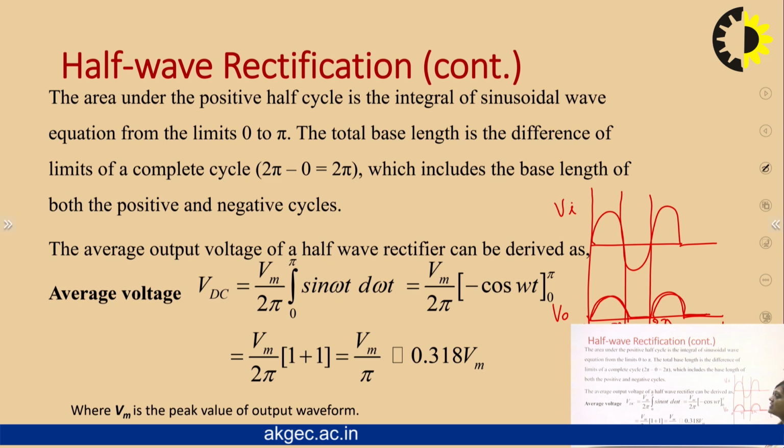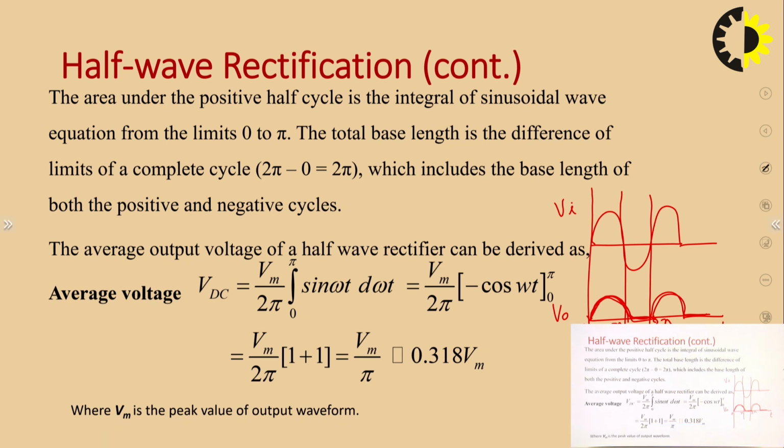So, we have to find the average output. Average means we have to sum up all the output voltage from 0 angle to 2 pi angle, and after that divide it by the 2 pi time interval. This is called the average. For calculating the average, what will we do? VDC is equal to the integral of Vm sin omega t from 0 to 2 pi, because after 2 pi the repetition starts, divided by 2 pi.